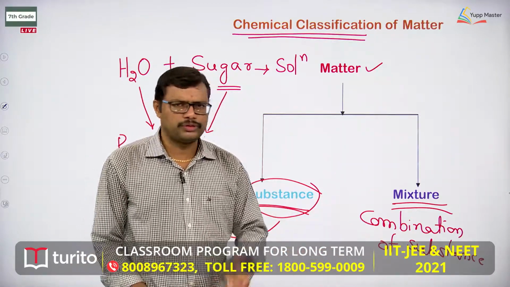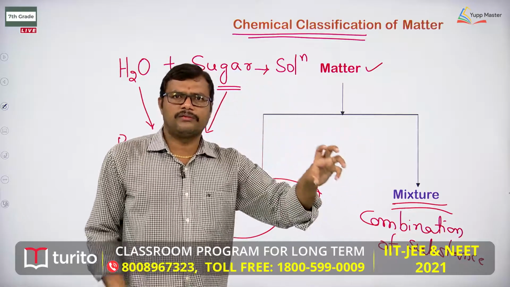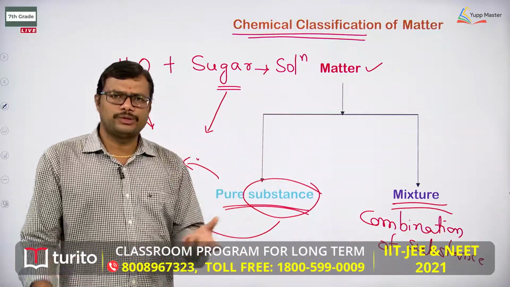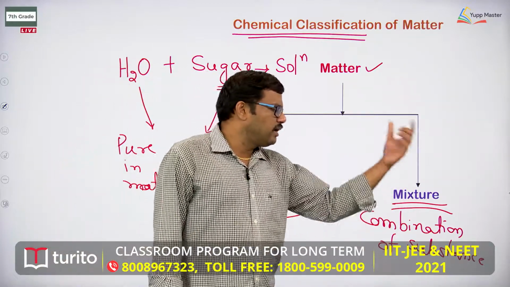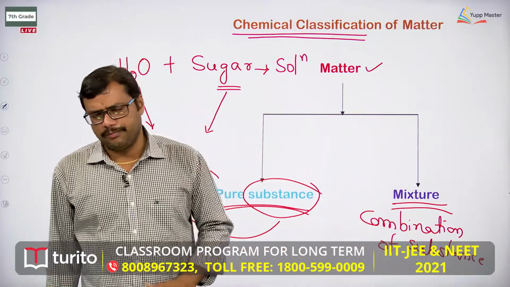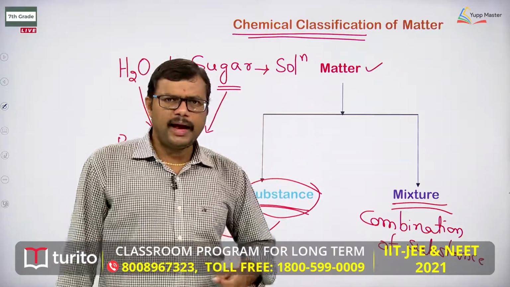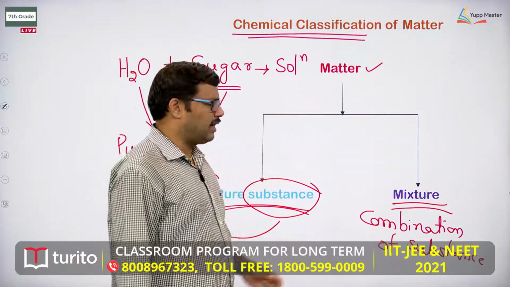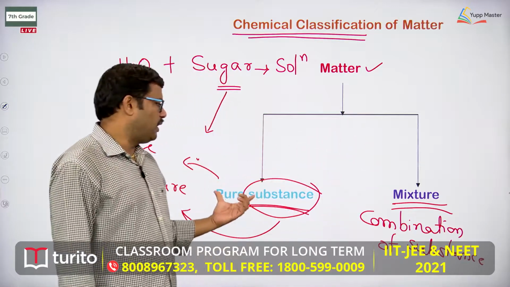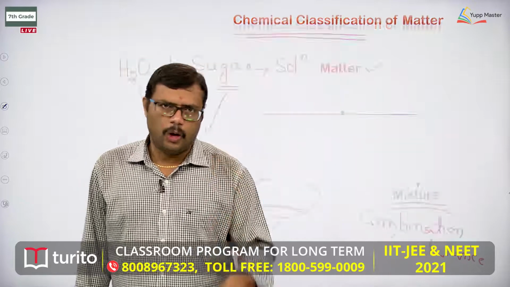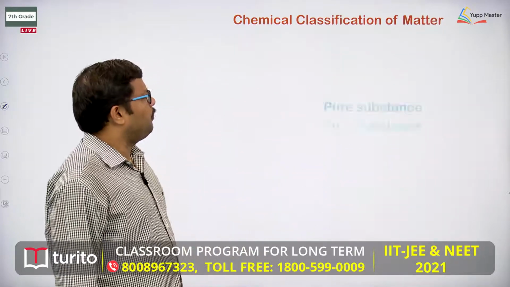There is not a fixed proportion. You should mix only 1 liter with 1 spoon of sugar? No, you can do any combination, any proportions can be mixed so that we end up with the formation of a mixture. Okay. I think you have got a clear idea now that matter can be chemically divided into two categories. One is pure substance, other is mixture. Okay. Now, let us look at the pure substance.